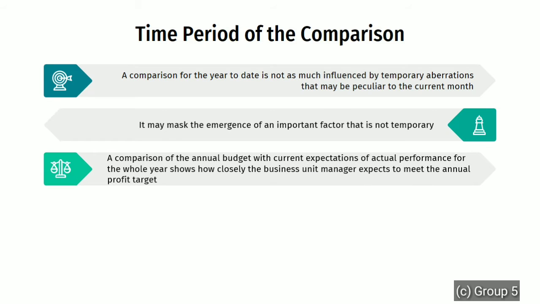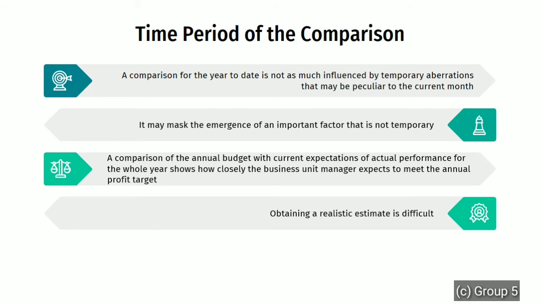A comparison of the annual budget with current expectation of actual performance for the whole year shows how closely the business unit manager expects to meet the annual profit target. If performance for the year to date is worse than the budget for the year to date, it is possible that the deficit will be overcome in the remaining months. On the other hand, forces that cause actual performance to be below budget for the year to date may be expected to continue for the remainder of the year, which will make the final number significantly different from the budgeted amounts.